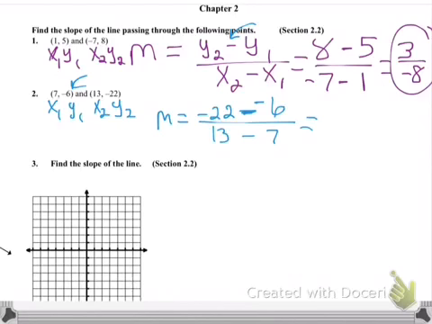So negative 22 minus a negative 6 becomes negative 22 plus 6, which is going to give you negative 16 over 13 minus 7, which is 6. And when you reduce that, you get negative 8/3.